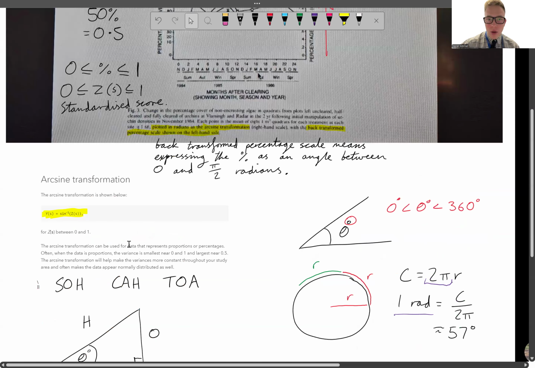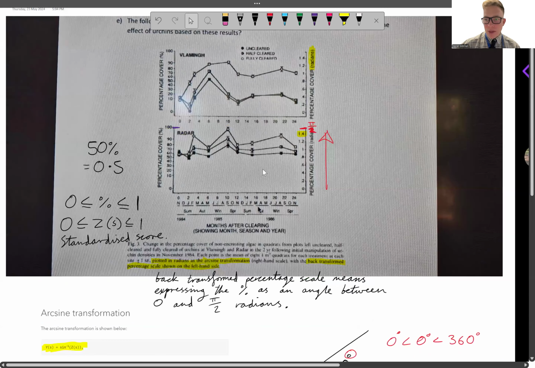And that's kind of what we have to do here, except they've made it a little bit trickier because they've taken a percentage and they've used percentage as a standardized score.